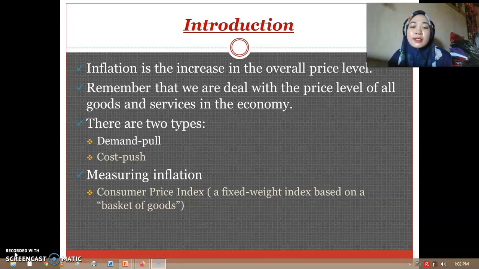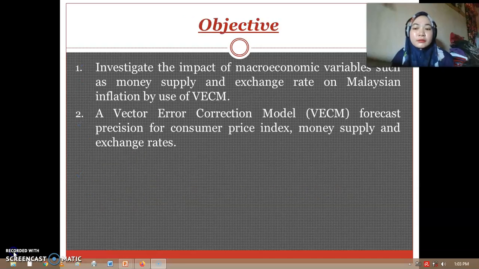Inflation is the increase in the overall price level in the economy. There are two types of inflation, which are demand pull inflation and cost push inflation. In measuring inflation, I have used consumer price index as an indicator of inflation. Inflation has always been one of the major economic issues for our country to determine whether it is emerging or developed. To do that, I have studied the macroeconomic variables.